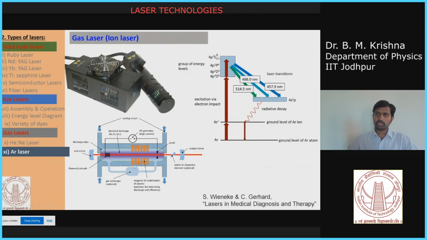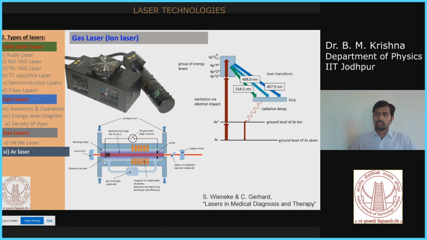This is the typical schematic diagram of your argon ion laser. As you see, these are the two mirrors. Then you have a gas chamber, with a gas inlet and gas outlet, and on the other side you have cooling, either water cooling or air cooling. This cooling unit reduces the heat in the system.